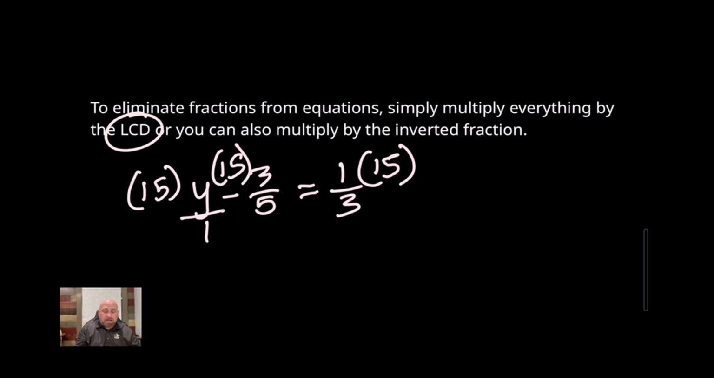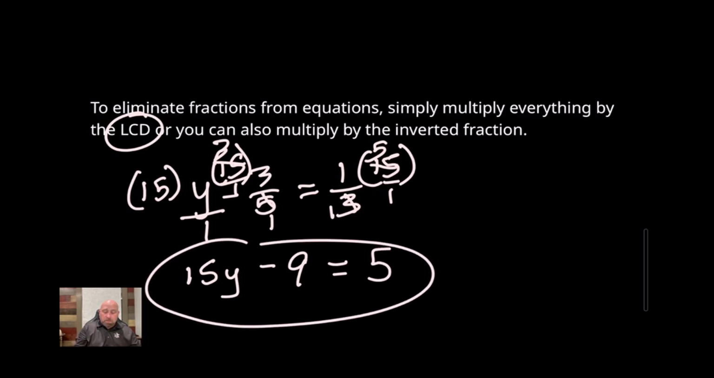You'll see in just a second. So I'm going to get 15y minus, and then we basically 15 over 1. So we're going to get rid of this, and this will cancel down to a 3. 3 times 3 is 9. And that's going to equal, and we're going to cancel this one to a 5. And so it'll be 5 over 1, or 5.